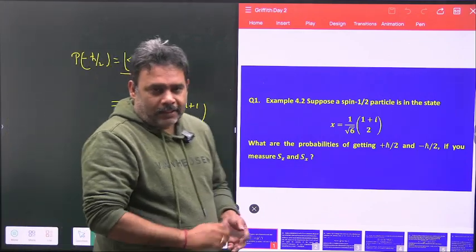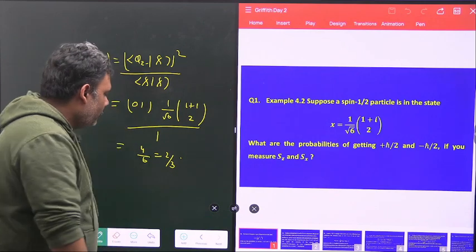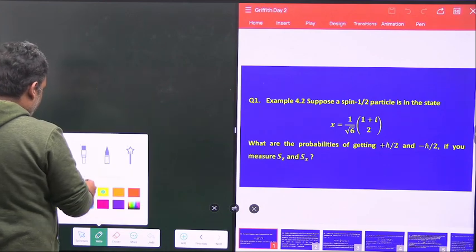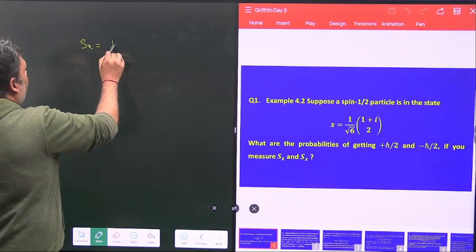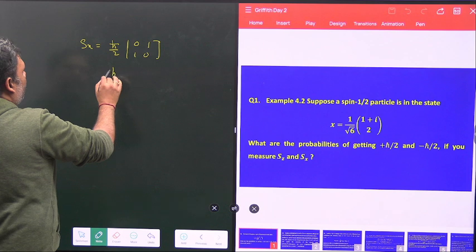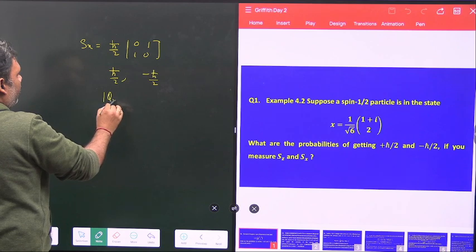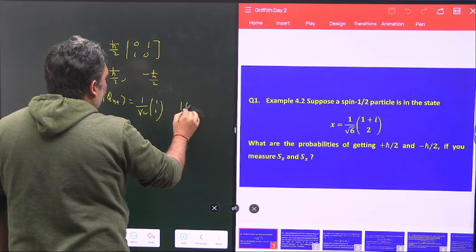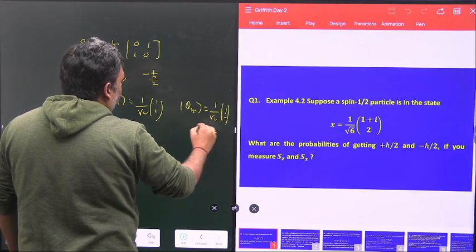The second question is more interesting. Why? Because you have to talk about Sx. We are just talking about Sx. So what is my Sx? Sx is equal to ħ/2 times (0 1; 1 0). What is the eigenvalue? ħ/2 and -ħ/2. What is the eigenvector? Phi x plus, that value is 1 by root 2 (1, 1), and phi x minus is 1 by root 2 (1, -1).